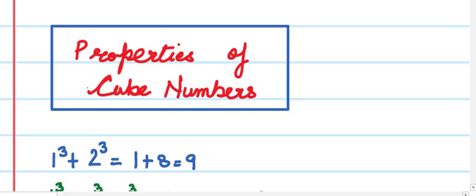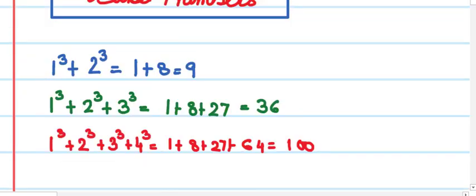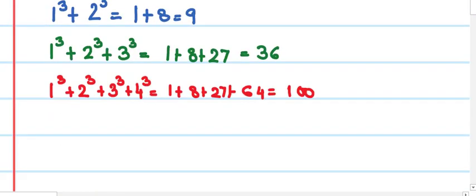So students, now let us start with the properties of the cube number. And now let us see some of these patterns. Like what I have written here, 1 cube plus 2 cube. On solving, it comes out to be 1 plus 8, which is 9. And 9, we know, is a square of which number?